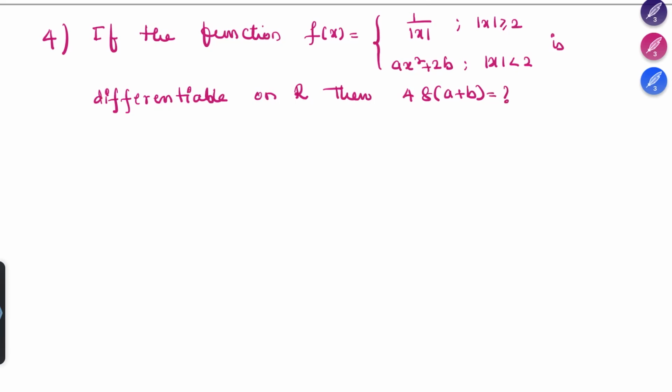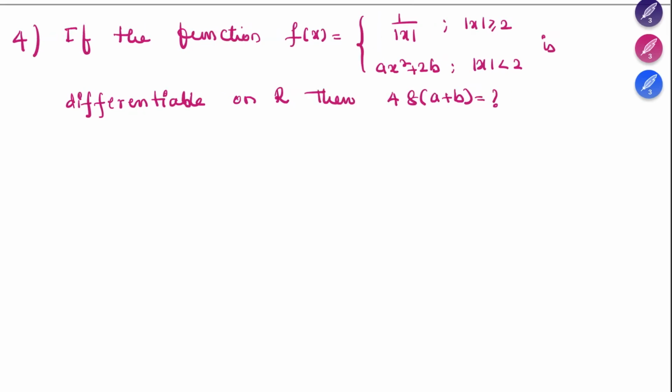In last class, we discussed three problems on continuity. Let's see this fourth question. If the function f of x is equal to 1 by mod x, where mod x is greater than or equal to 2, right? So whenever mod x is greater than or equal to 2, the function definition is 1 by mod x. So it is a piecewise defined function.